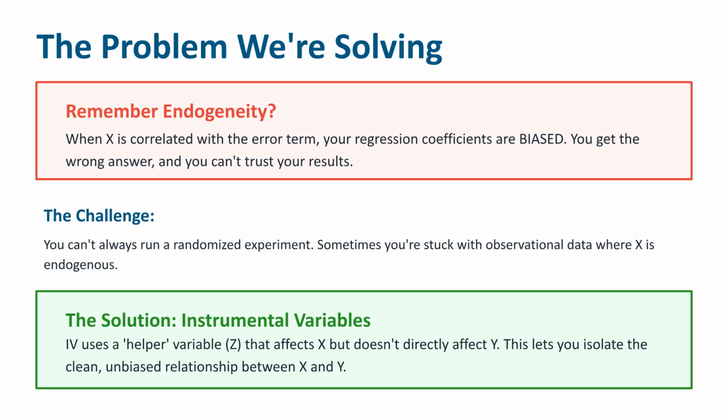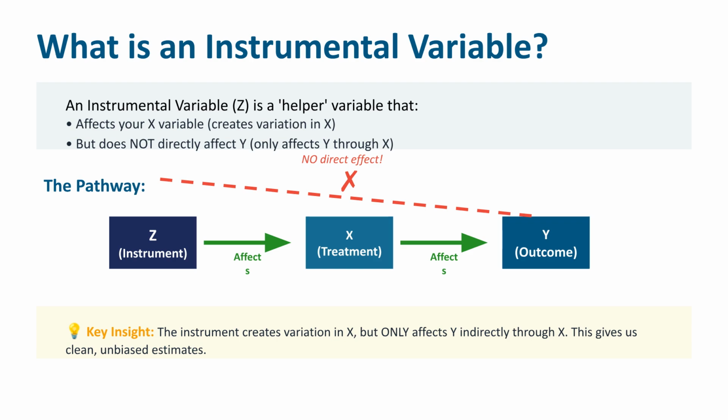When an explanatory variable, x, is correlated with the error term, your regression coefficients are biased and untrustworthy. Since you can't always run a randomized experiment, IV uses a helper variable, z, to isolate the clean, unbiased relationship between x and y. An instrumental variable, z, affects your variable of interest, x, but does not directly affect the outcome, y. This means z affects y only through x. This key insight allows us to use the variation in x created by z to get clean, unbiased estimates.